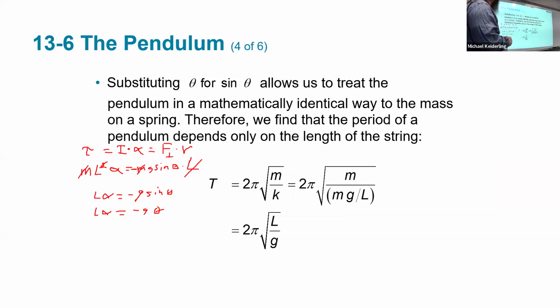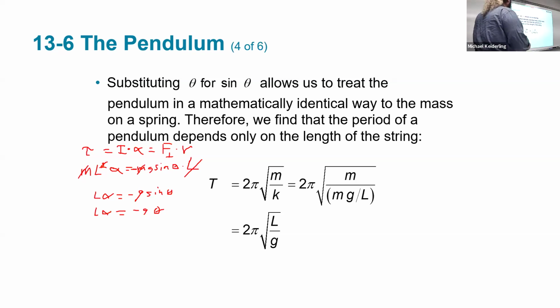So what we get, moment of inertia times alpha is mass times length squared times alpha equals minus mg sine theta times length. One of the lengths cancels, and we get length times alpha equals minus g sine theta. If we replace sine theta with theta for small angles, we get length times alpha equals minus g theta. So the period ends up being 2 pi times the square root of m over k, which is m over mg over L, basically.